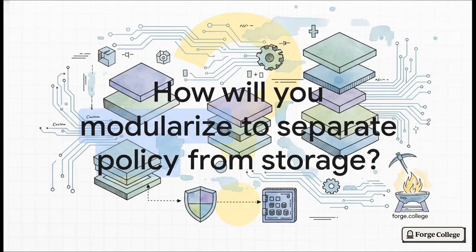So I'll leave you with this question to ponder. How will you modularize your next smart contract to ensure the policy is cleanly separated from the storage? Challenge yourself to think in layers. I hope this explainer helped clarify the mechanics of inheritance and custom functions.